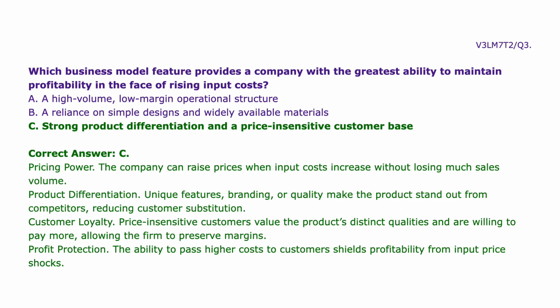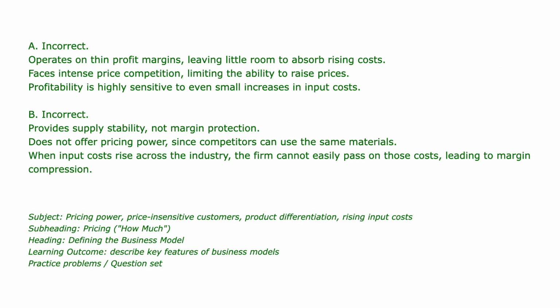Pricing power, product differentiation, customer loyalty, and profit protection enable companies to raise prices without losing sales volume. A. Incorrect. Thin profit margins and intense price competition limit price increases and profitability. B. Incorrect. Supply stability is provided, but margin protection is lacking.